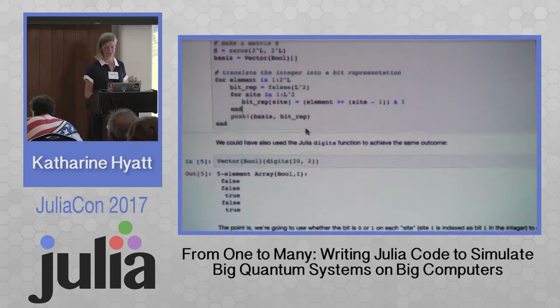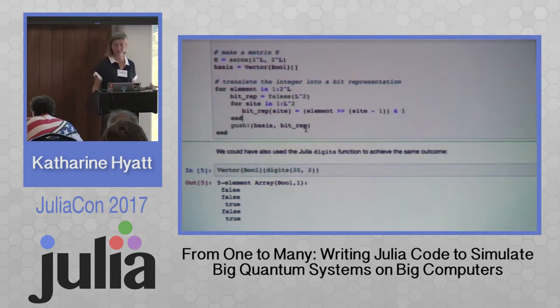There's multiple ways to turn an integer into the corresponding spin configuration. Here I've shown a representative example from physics code, which looks kind of horrible if you're not used to messing around with bits.